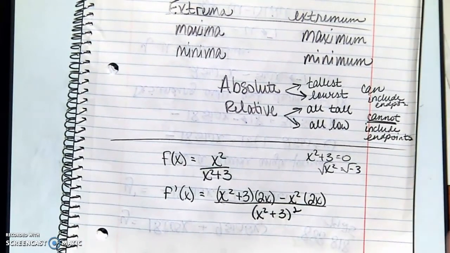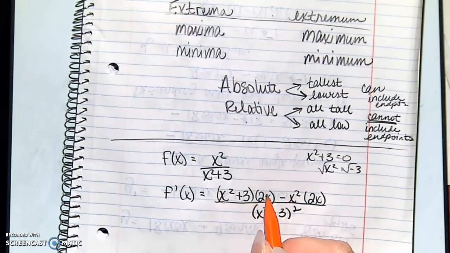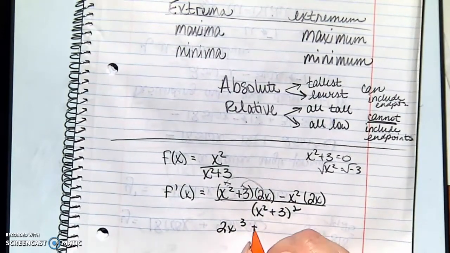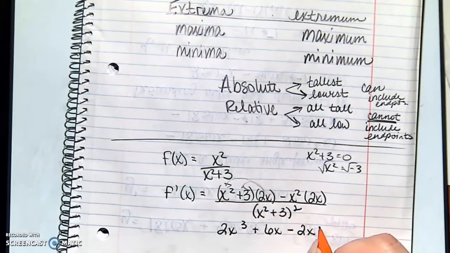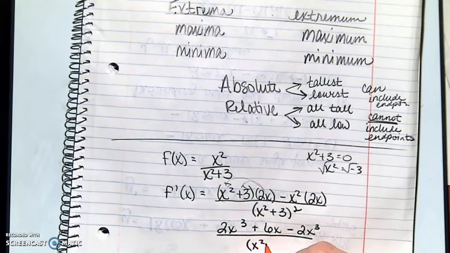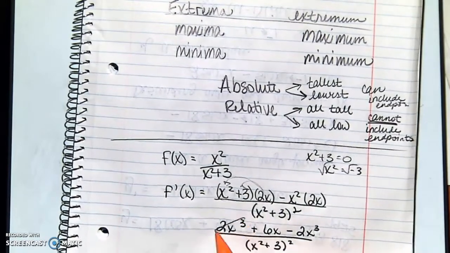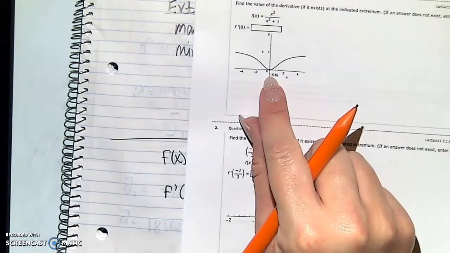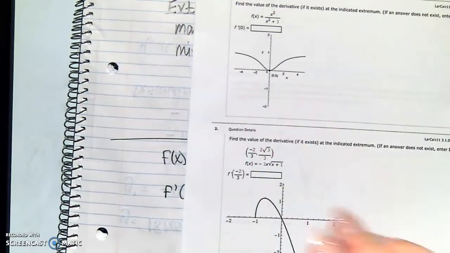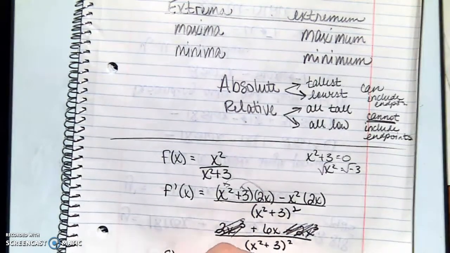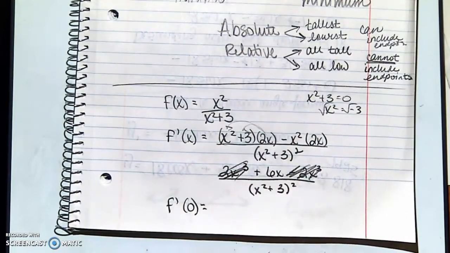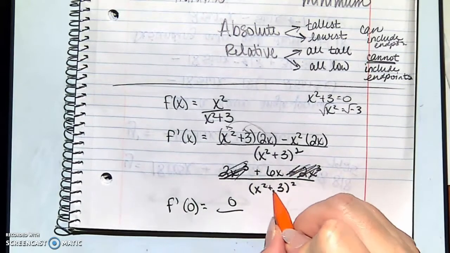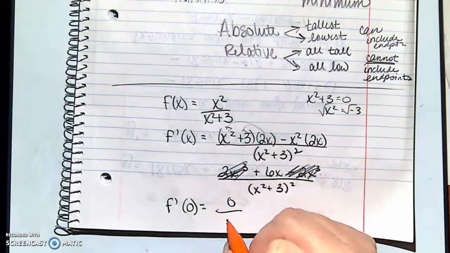I just said that wrong. What we're doing is evaluating at 0. So I'm going to clean this thing up. I'm going to distribute my 2x. So I have 2x cubed plus 6x minus 2x cubed over x squared plus 3 squared, which means these reduce out. And I'm supposed to evaluate this at an x value of 0. So if I shove a 0 into my derivative, what I'm going to get is 6 times 0, which is 0, over 0 squared plus 3, which is 3, squared, which is 9.